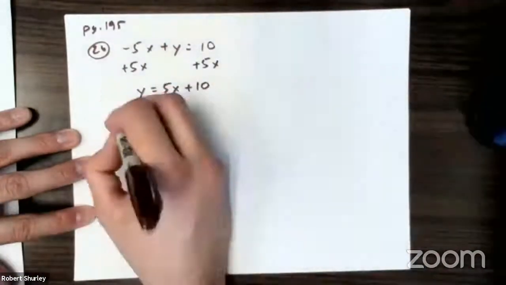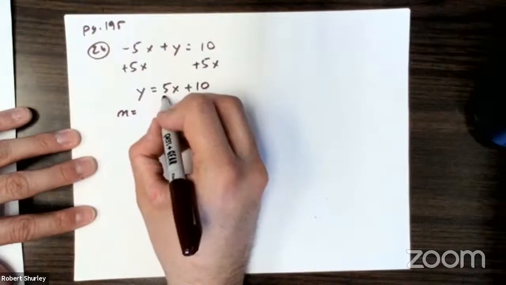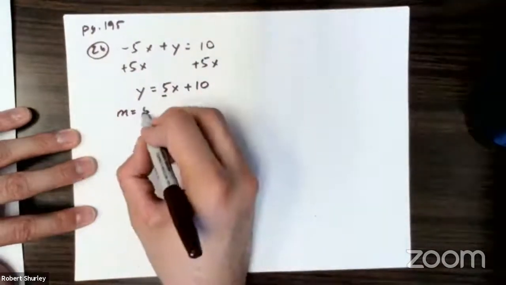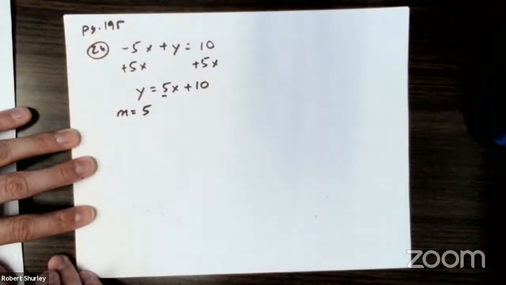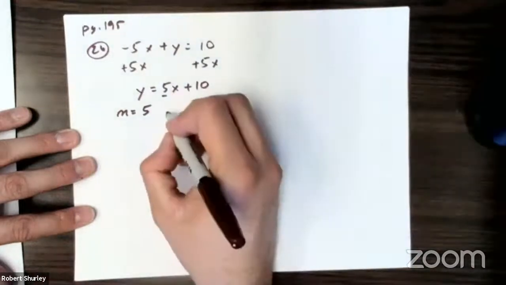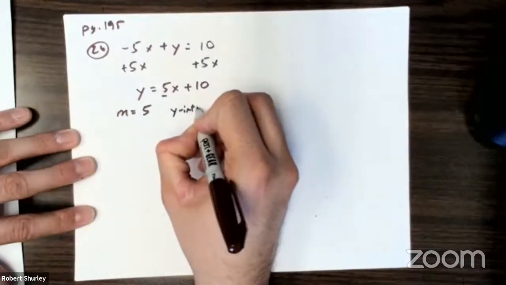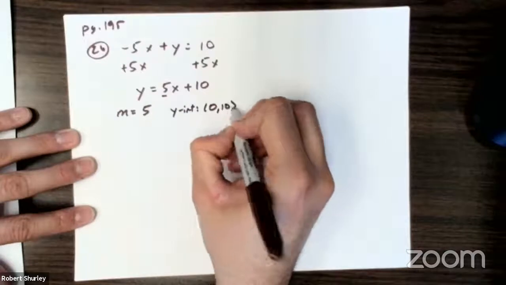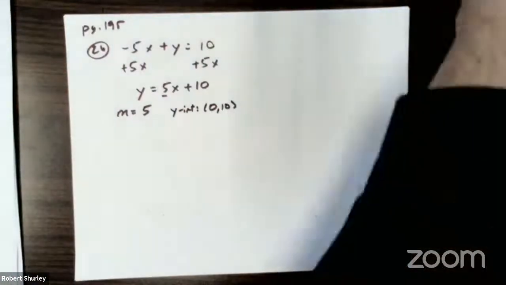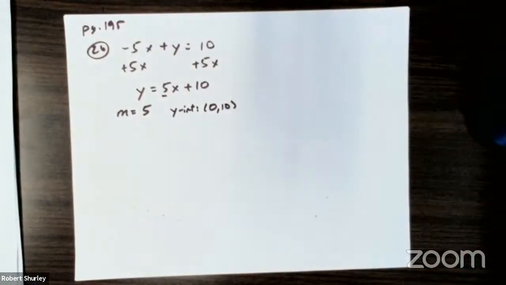So I actually know the slope here. It's whatever's in front of x. It's just 5. Now I'm going to think of it as 5 over 1 when I'm graphing. And then my y-intercept is 0, 10, right? It's going to be 0, 10 because it's the constant out there by itself.